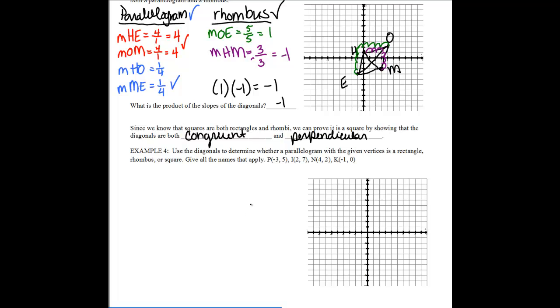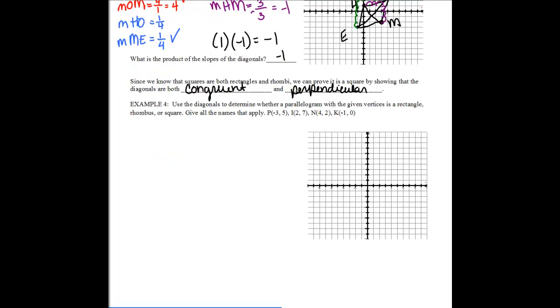Use the diagonals to determine whether a parallelogram with the given vertices is a rectangle, rhombus, or square. Give all the names that apply. So we already know it's a parallelogram because it says it right here, so we don't actually have to find the slopes of all the sides. It tells us it's a parallelogram.